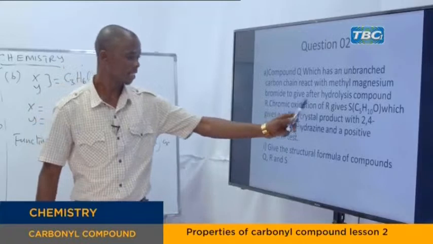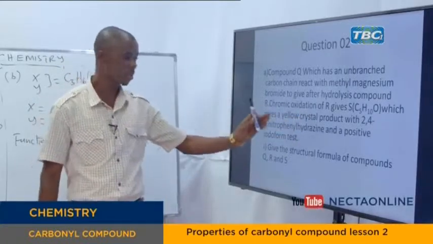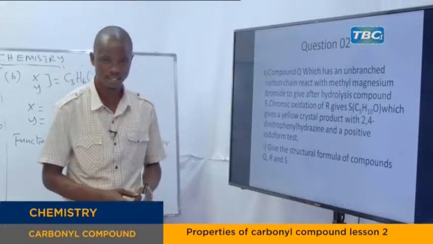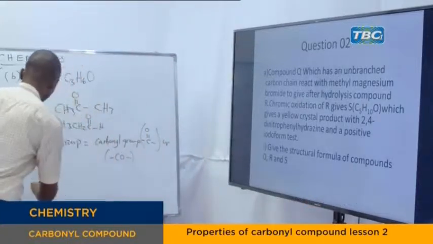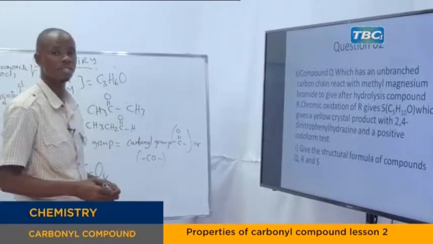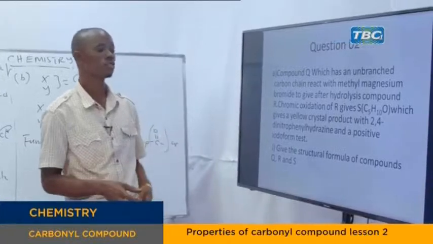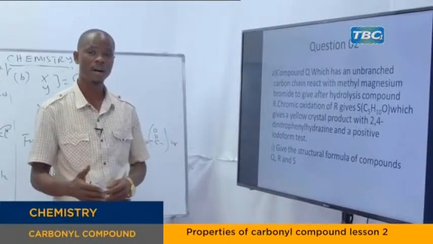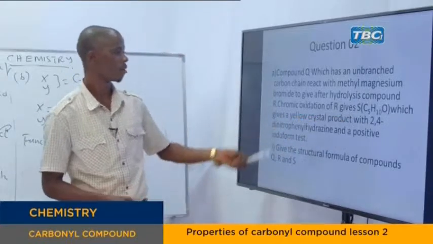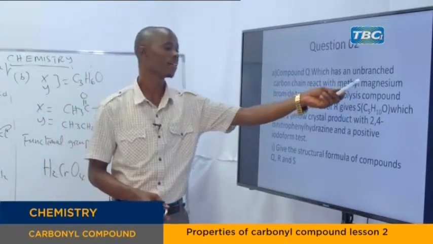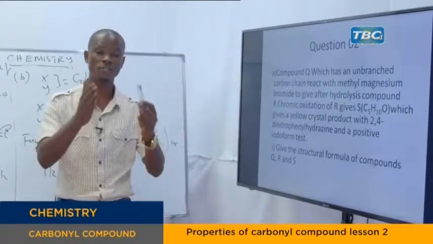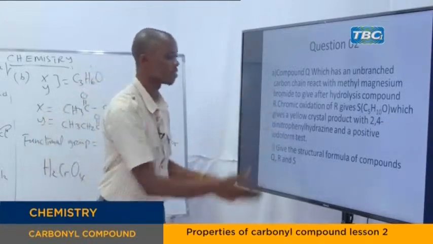And chromic oxidation of R. When we talk about chromic oxidation, we are talking about the oxidation by chromic acid. This is chromic acid. That is a mild oxidation. So that alcohol is oxidized, but there is a difference in the number of carbon atoms between Q and S, because Q will get another carbon from the methyl group of the Grignard reagent. So that means this Q will have 4 carbon atoms. So it is very simple.